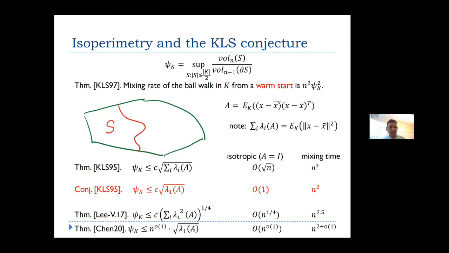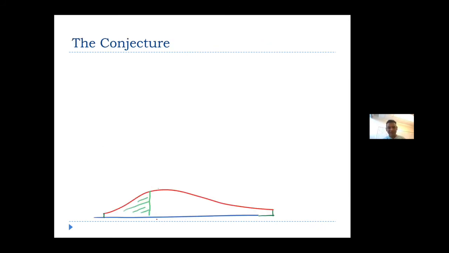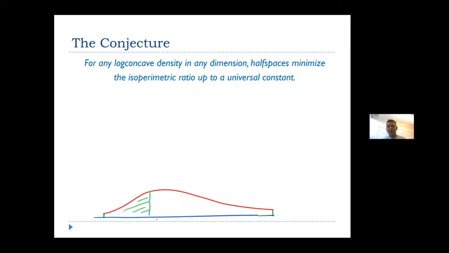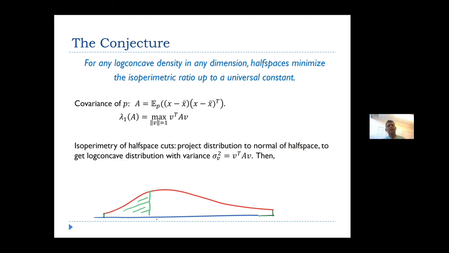A few months ago, Yuansi Chen proved that in fact the bound can be improved to a subpolynomial factor times the square root of the largest eigenvalue. So up to a subpolynomial factor, the conjecture is true. And this gives, on the mixing time, a bound of n to the 2 plus little o(1). Okay, so what is the conjecture? The conjecture says that there is no factor there. It's actually just square root of lambda 1. And it's very natural, because another way to interpret it is that the worst cut, the cut whose area is smallest compared to the volume of the subset, is always a half space cut up to a constant factor. So we're saying that half space cuts, just straight hyperplane cuts, must be the worst possible, up to some universal constant factor.